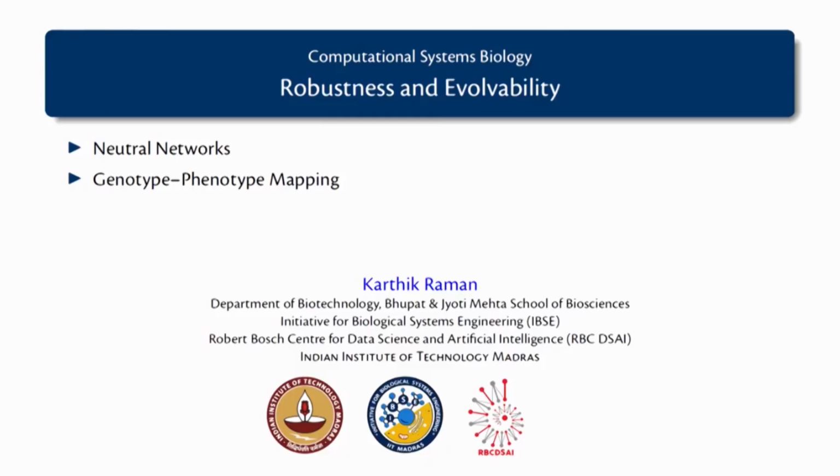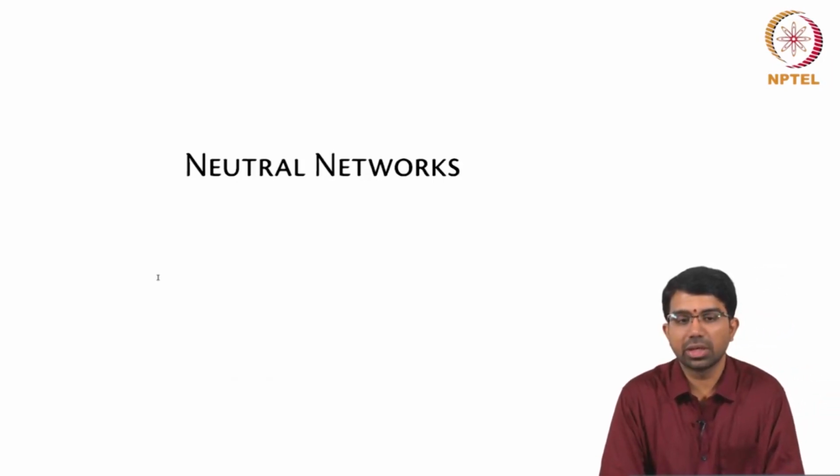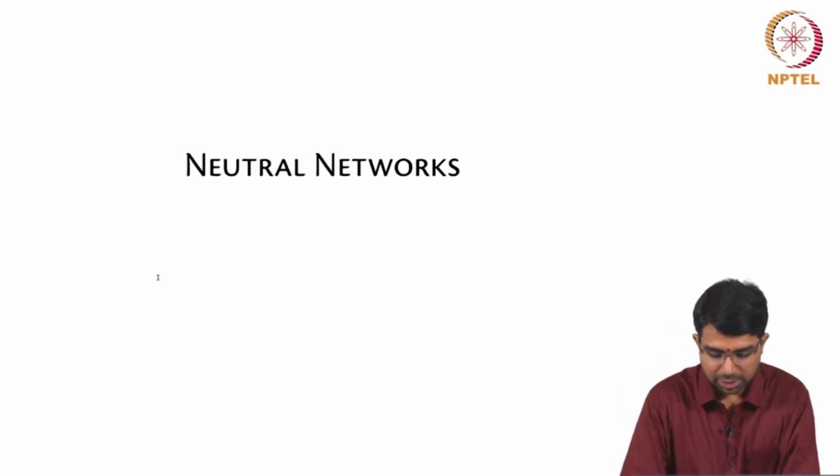So, in this last lecture on robustness and evolvability, we will closely study the concept of neutral networks, which are very important for our understanding of robustness and evolvability and how they can coexist in biological systems, and also discuss genotype phenotype mapping, which is central to how we build these genotype networks or phenotype networks and the corresponding neutral networks. Let us try to understand the concept of neutral networks. This is very central to our whole understanding of robustness and evolvability in biological systems.